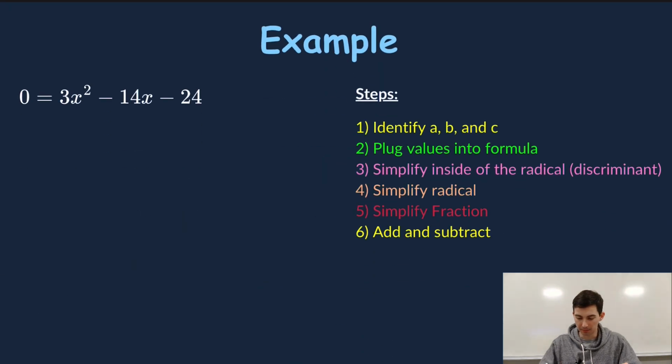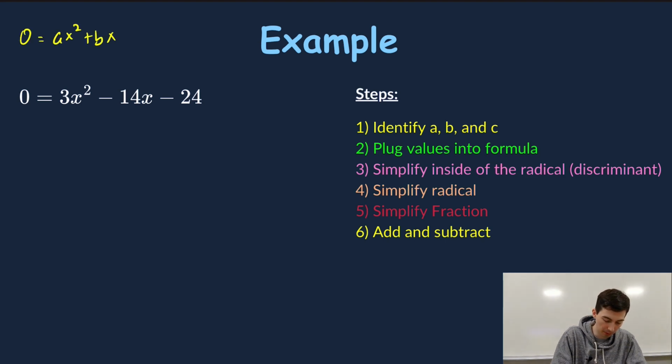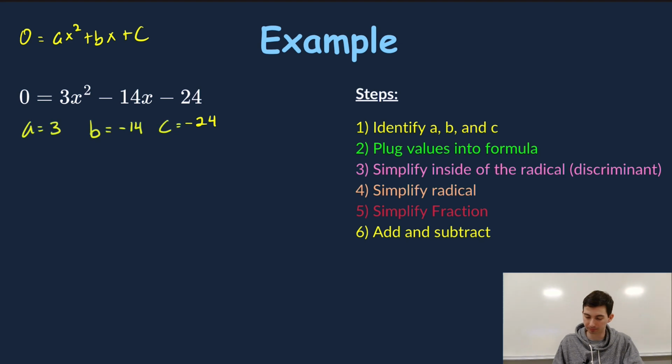So here's my first example, and I've got my steps listed out here. My first step is to identify a, b, and c. So let's remember that we need 0 = ax squared plus bx plus c. And so my a is the number that's in front of my x squared, which in this case is 3. My b is the number in front of my x, which in this case is negative 14. And my c is my constant, whatever is left afterwards, which is negative 24.